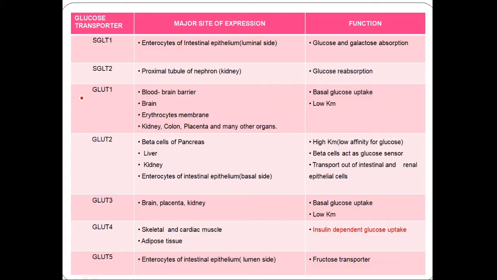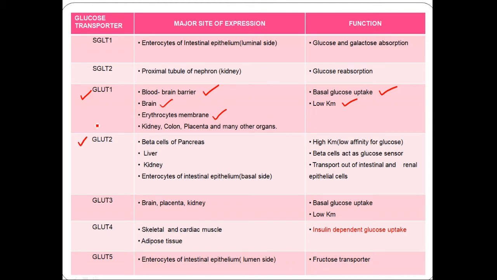Next we will talk about various types of GLUTs. First, GLUT1. GLUT1 is present in the blood-brain barrier, brain, RBC membrane and various other important organs. It is important for the basal glucose uptake, and it has a low Km value. Low Km value means high substrate affinity. That means GLUT1 will have high affinity for glucose. So even when glucose is present in low concentration, GLUT1 will be involved in transport of glucose. That's why it is used for the basal glucose uptake.